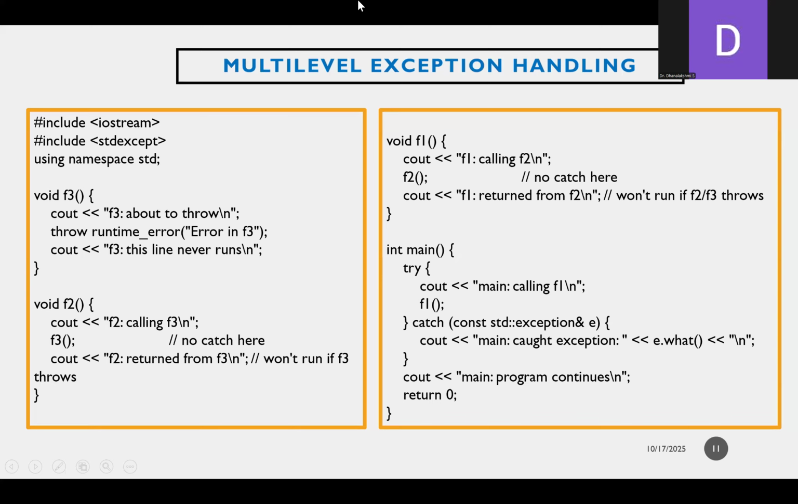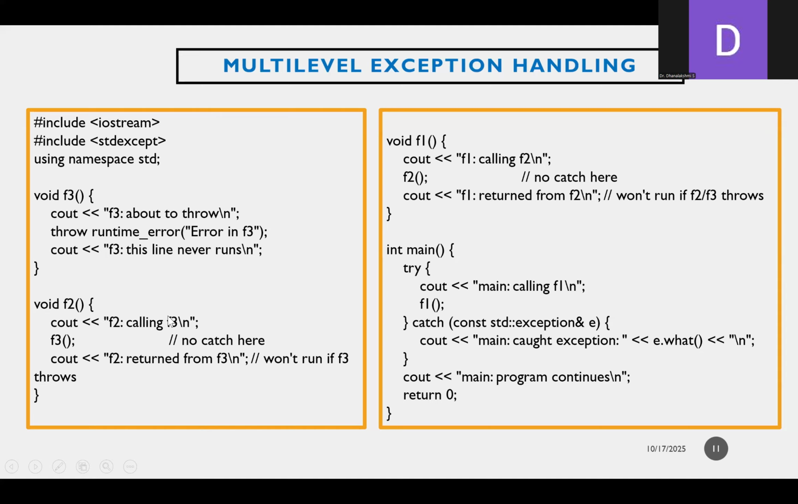When you call F1, F1 executes cout, saying "F1 calling F2". So it will print "F1 calling F2". Next, F2 is called from F1 itself, so it goes to F2.